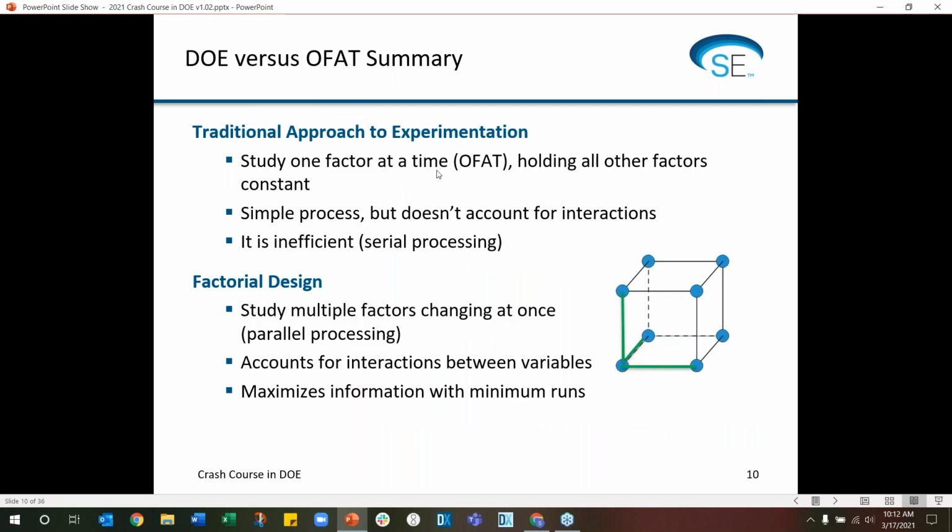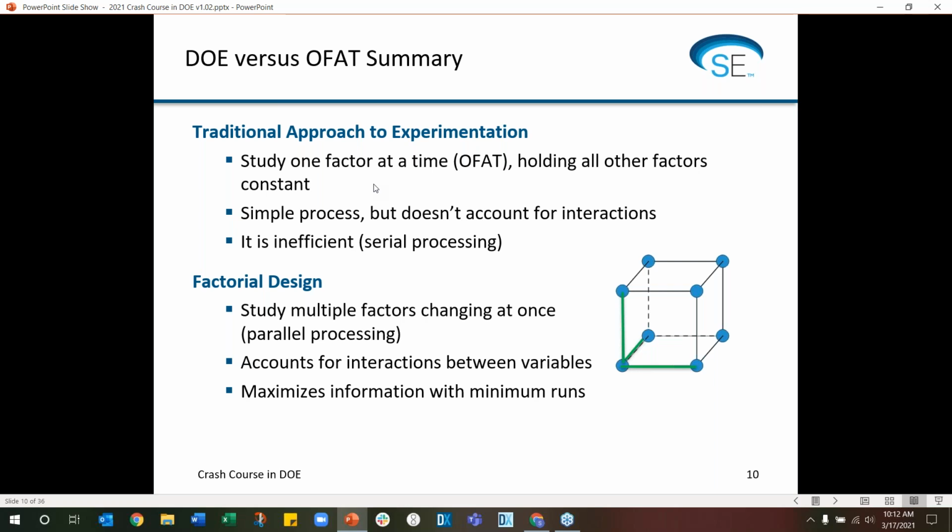Traditionally, we study one factor at a time, holding everything else constant. This is very easy for our brains to process. We can just think about things one at a time. But it doesn't account for the interactions, these combinations of factors. In a long-term testing strategy, it's serial processing. It's very, very inefficient. With the factorial design, the advantage is that we can study multiple factors changing at once. Now, the downside is that our brains can't handle the math behind this, but our brains don't have to. That's why we have software.